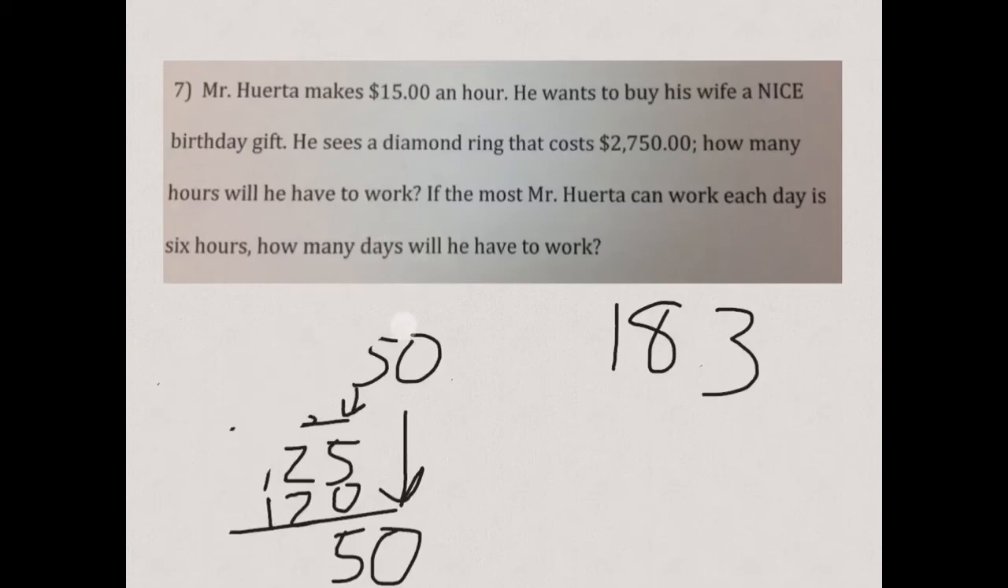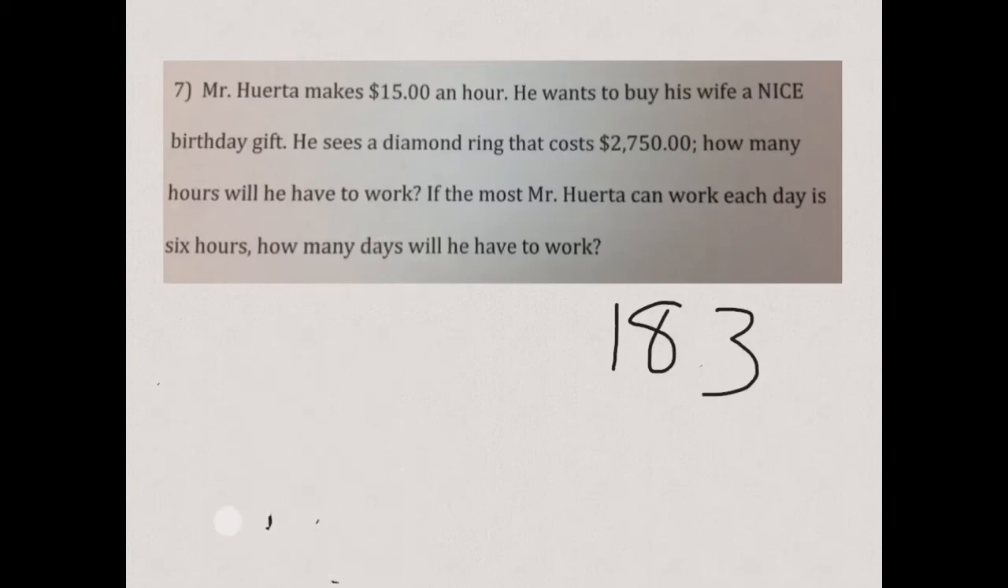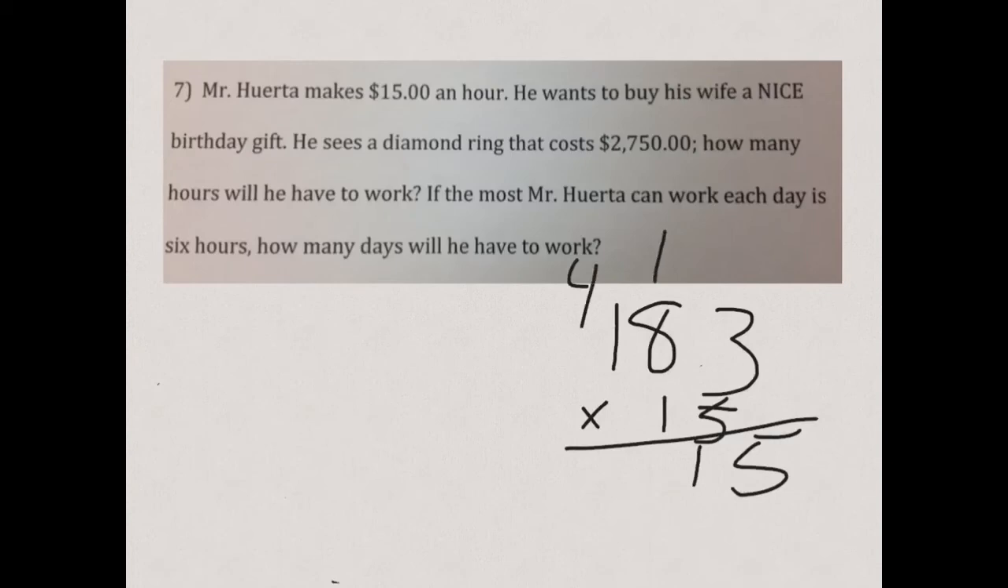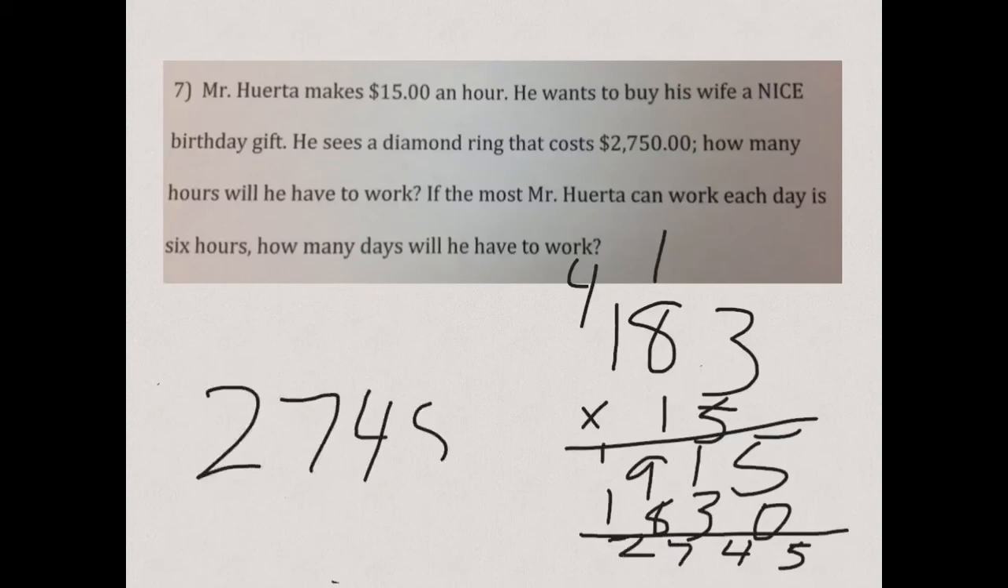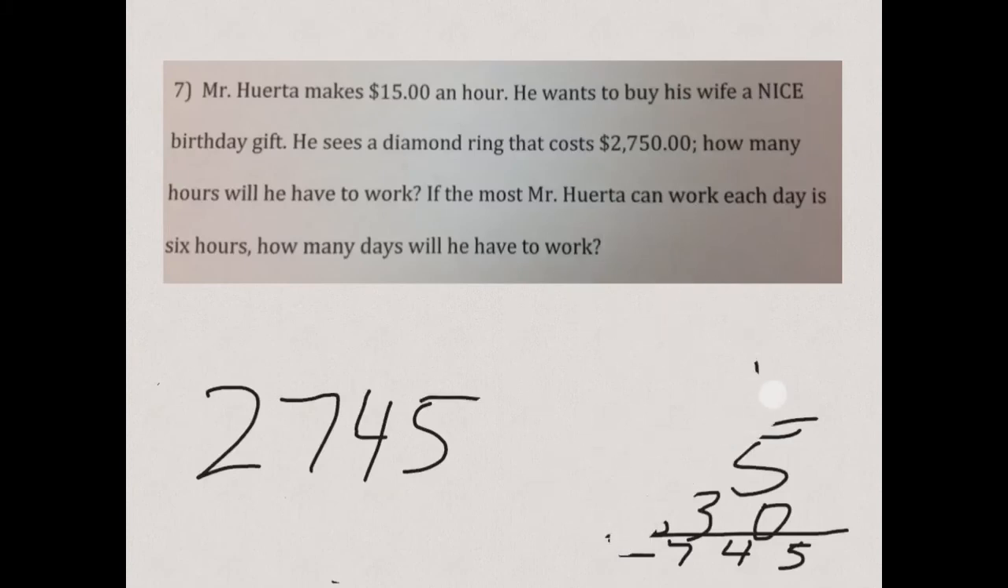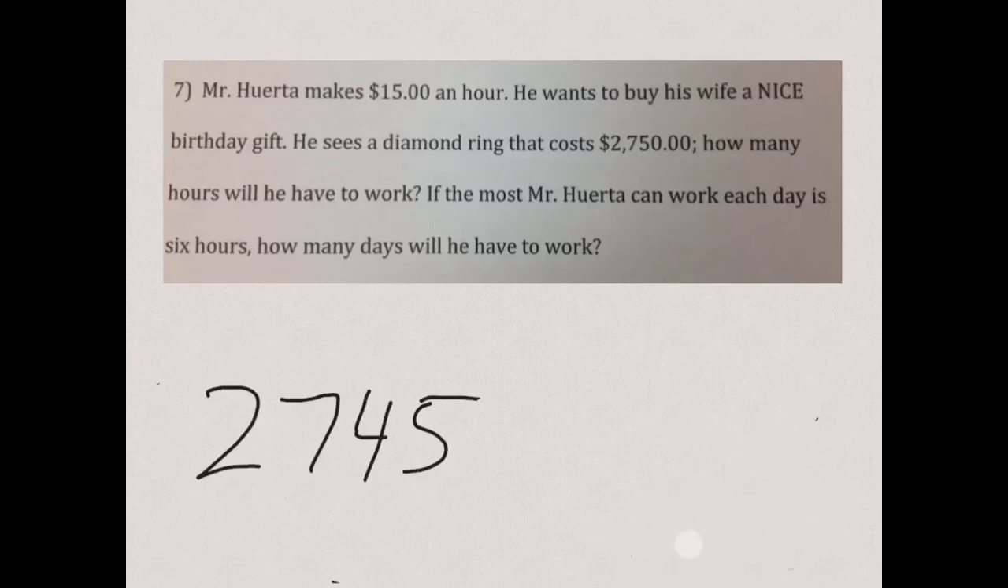Okay. So how can I double check this? Well, again, we do the opposite of division, which we just did. $2,745, so about 183 hours. So that is going to work. So let's say 183 hours.